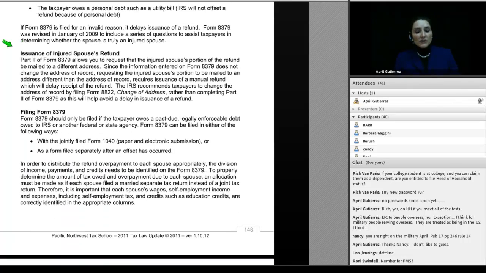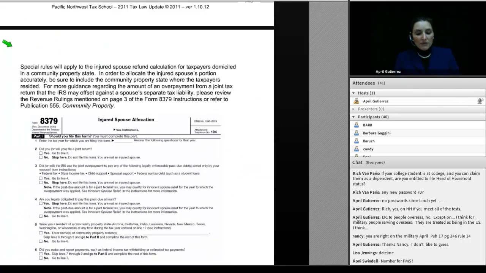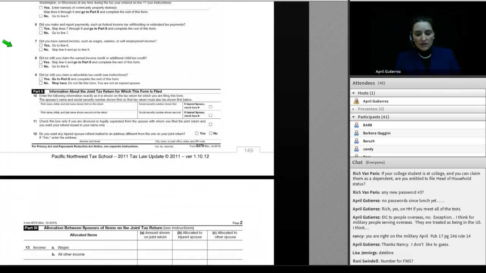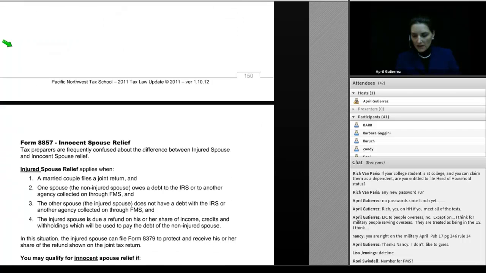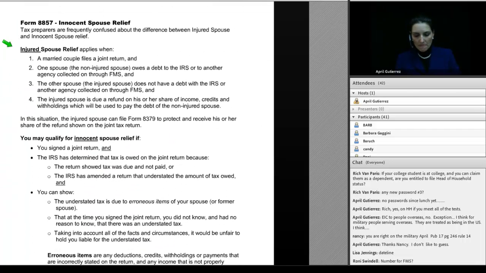And the rules for injured spouse are very specific, but I'm going to move down to a summary of what those rules are and leave the details of the form and the form instructions for you to read on your own. I wanted to scoot down to innocent spouse. Now, I've just finished saying injured spouse. Now I'm talking about innocent spouse. Are you confused? Most people are. A, they didn't know there was such a thing as an injured spouse. B, they didn't know that there's a thing such as an innocent spouse. And C, there's a difference. There's an enormous difference.